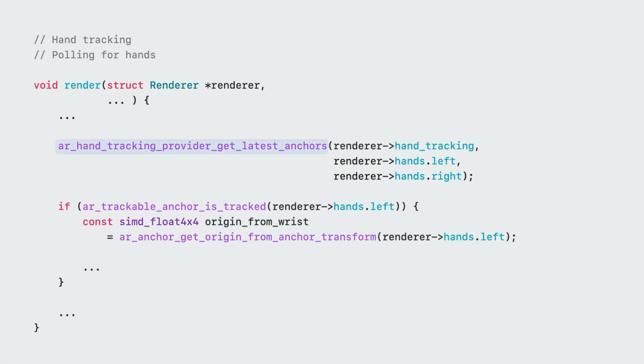With our struct updated and initialized, we can call getLatestAnchors in our render function. We pass the provider and our pre-allocated hand anchors. Our anchors will be populated with the latest available data. With our latest anchors populated, we can now use their data in our experience. Very cool. Now it's time to revisit the example we showed you earlier.